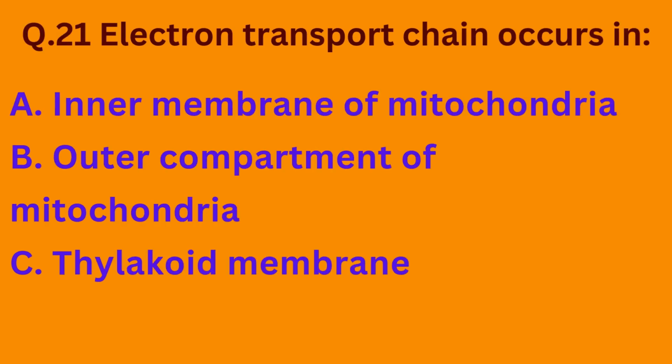Question number 21. Electron transport chain occurs in option A, inner membrane of mitochondria. Option B, outer compartment of mitochondria. Option C, thylakoid membrane. Option D, both A and C. So the correct option is option D, both A and C, inner membrane of mitochondria and thylakoid membrane.